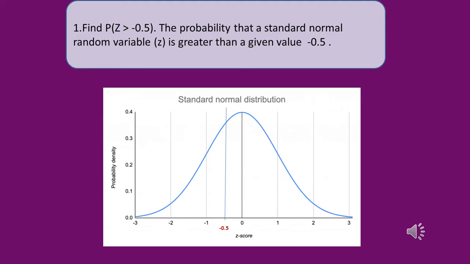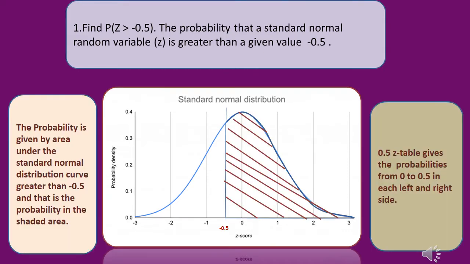And this is the graph. First what we need to do, you need to mark minus 0.5 in the standard normal distribution curve. That is here somewhere, minus 0.5. Thereafter we need to mark the Z greater than minus 0.5. We need to shade the area greater than minus 0.5. That is the probability of the given area.